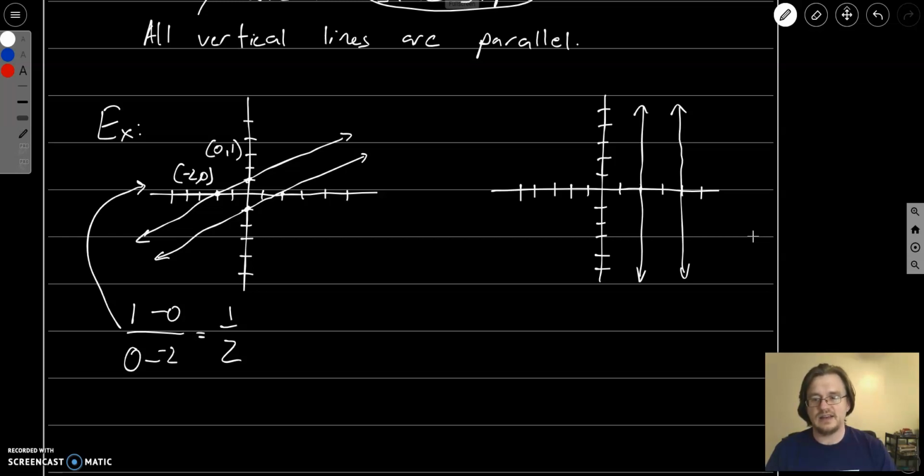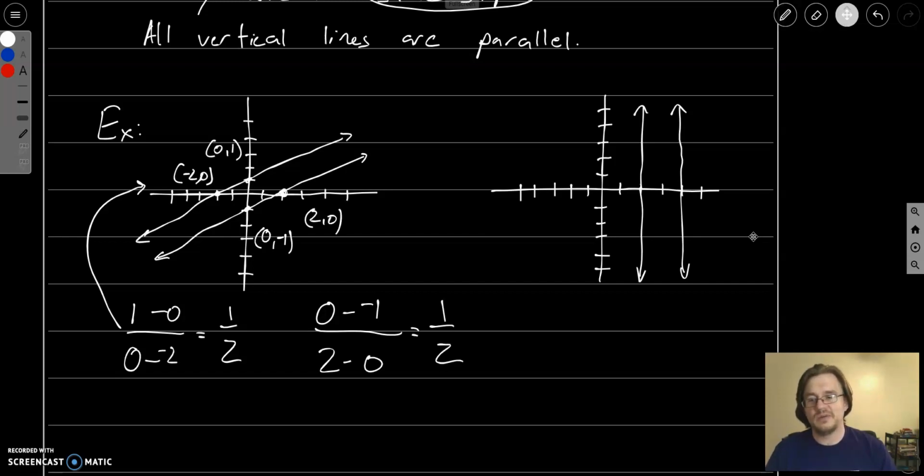And then the second line over here passes through the point 0, -1, and through the point 2, 0. So let's find this slope. We'll take the difference of the y values. So we'll take 0 minus -1 divided by 2 minus 0, and we see that we get 1/2 again. So they have the same slope.